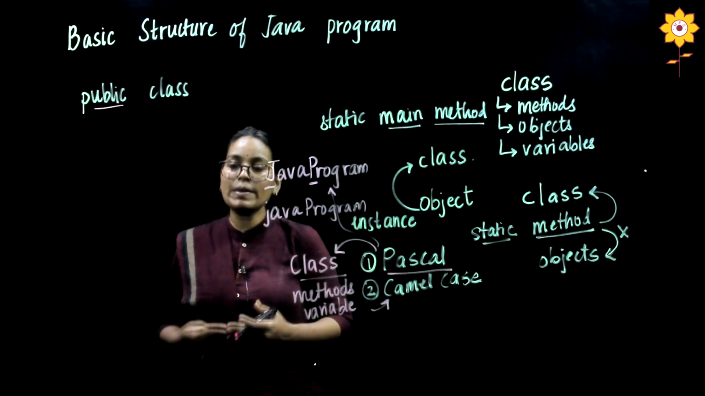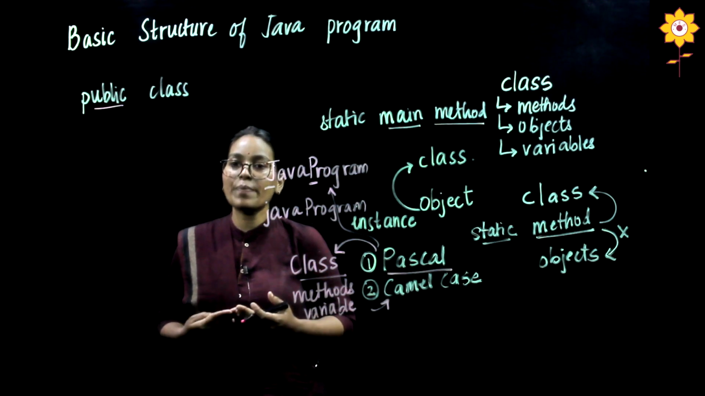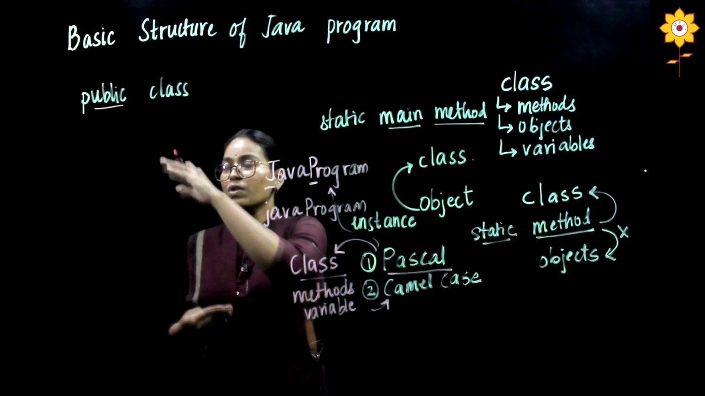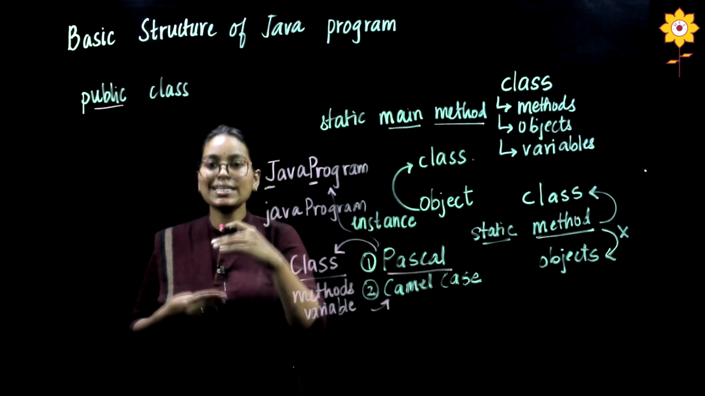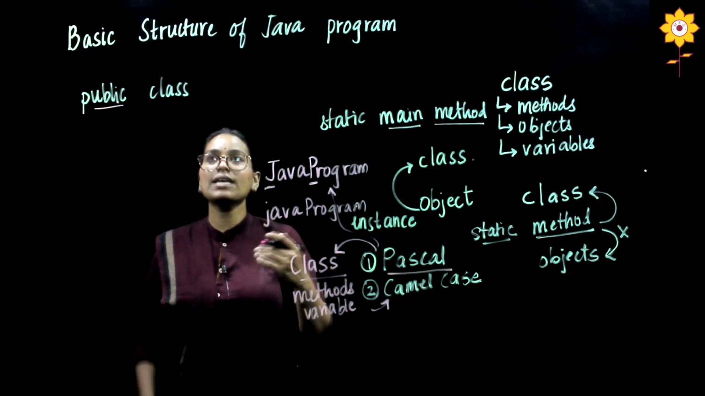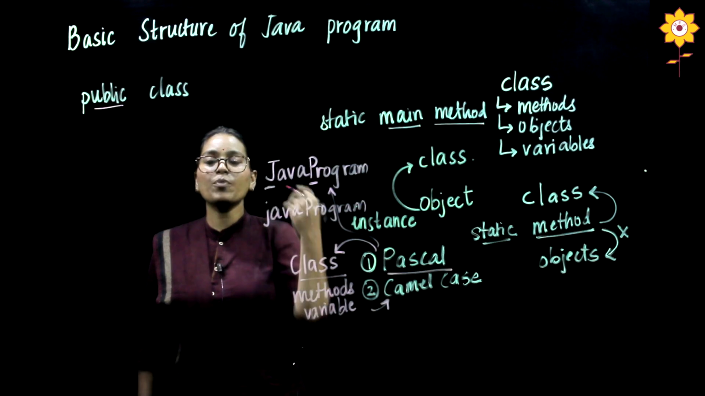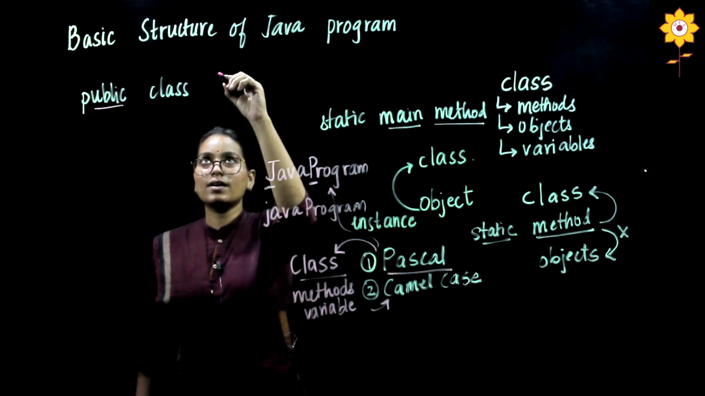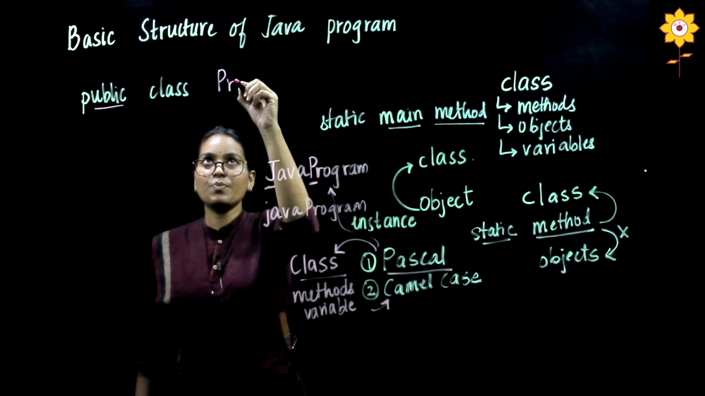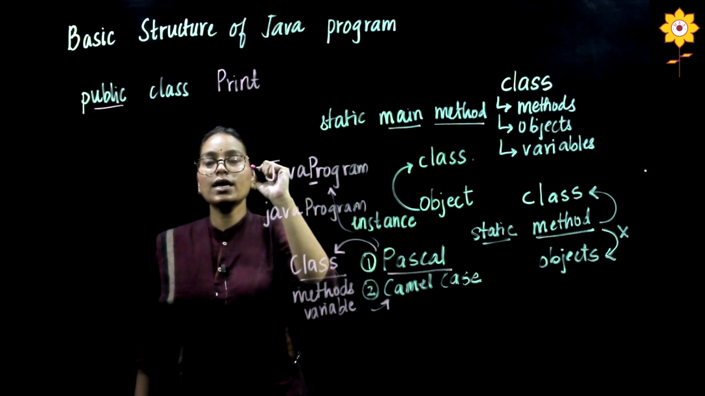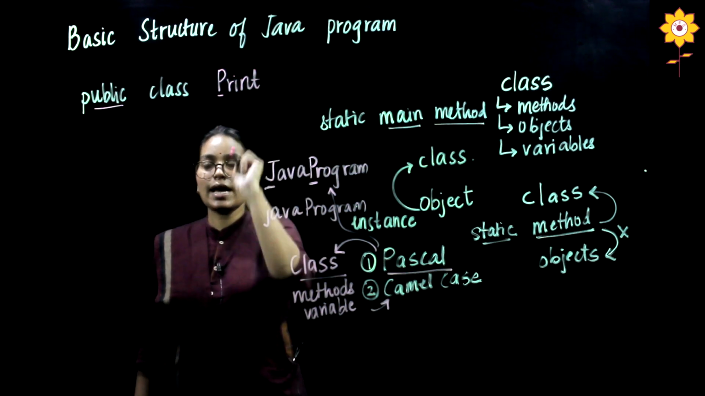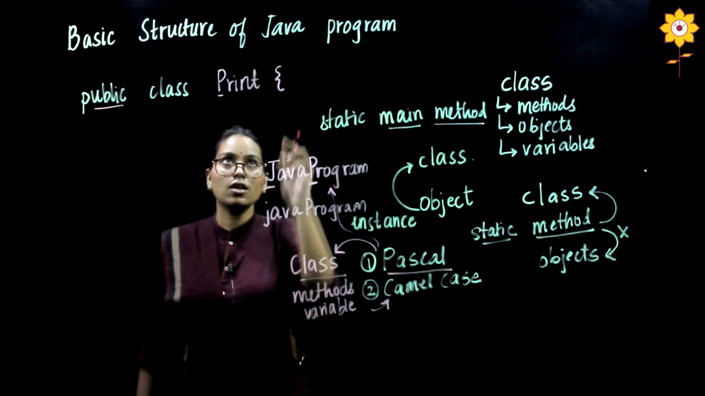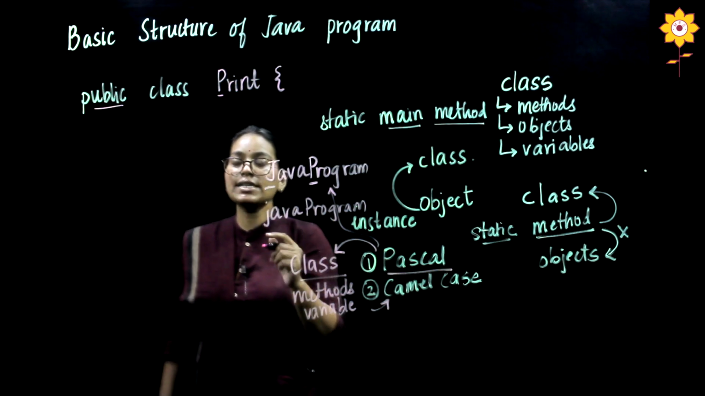If you do not write public, it is okay, but it is a good practice to write public before writing the class. So, we will write public, then we write class, and then the name of the class. Now, let us say we are writing a program to print hello world. So, let us say the name of the class is Print. We will write the first alphabet as capital, then we open this class. So, we put an open curly brace.